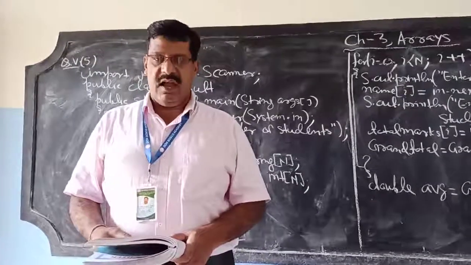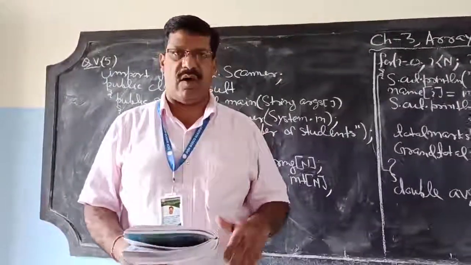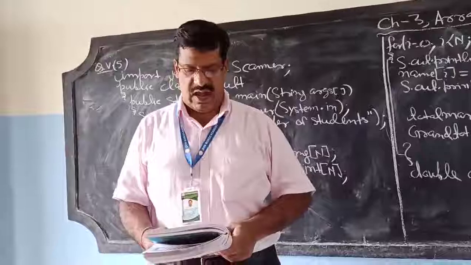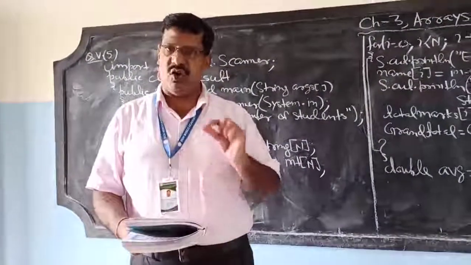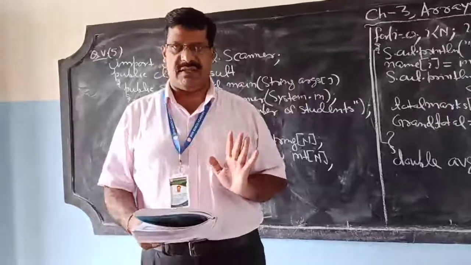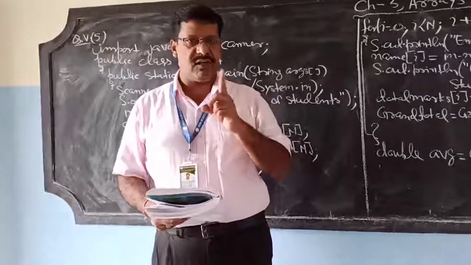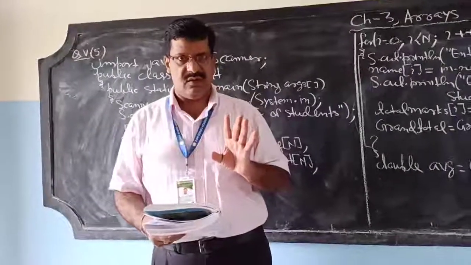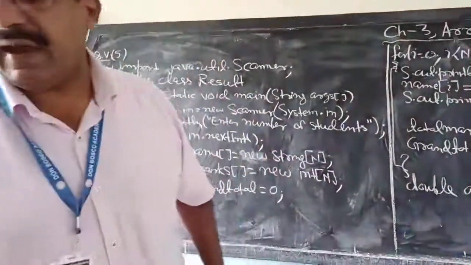Again, it is asking for the deviation of each student's total marks with the average. You have to find out the deviation of each student's total marks with the average. Formula: deviation equals total marks of each student minus average. Once again, deviation equals total marks of one student minus average. Okay, so this is the formula. Is the question clear to you? Now the answer.